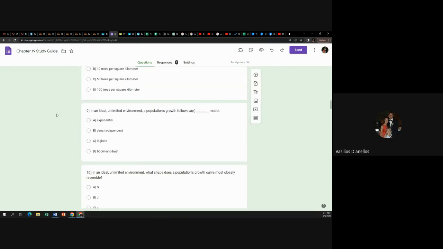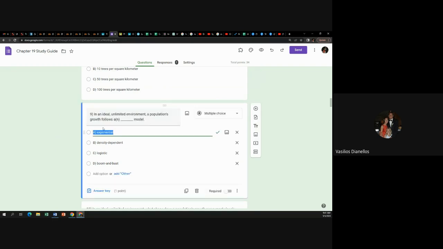All right, in an ideal unlimited environment, a population's growth follows what kind of growth model? If it's ideal and unlimited, then it's exponential. It's just that simple. It's that J-shaped graph, right, where the population just explodes. This is going up and up and up. That is an exponential growth model. Any questions about that?